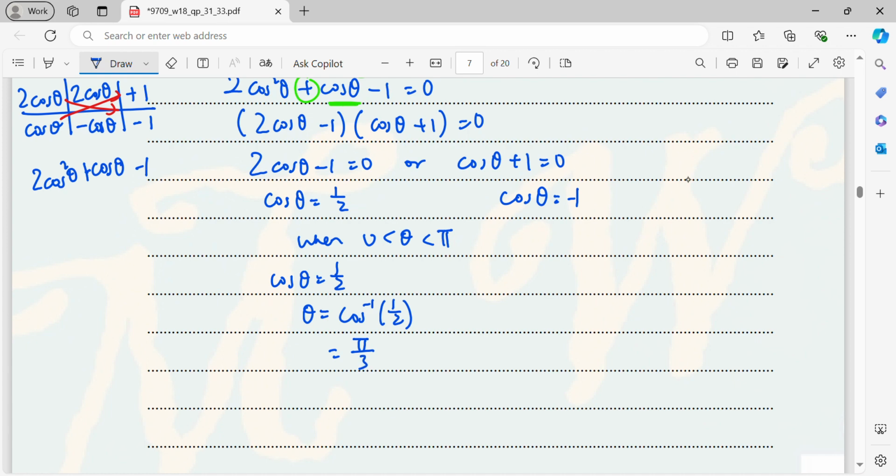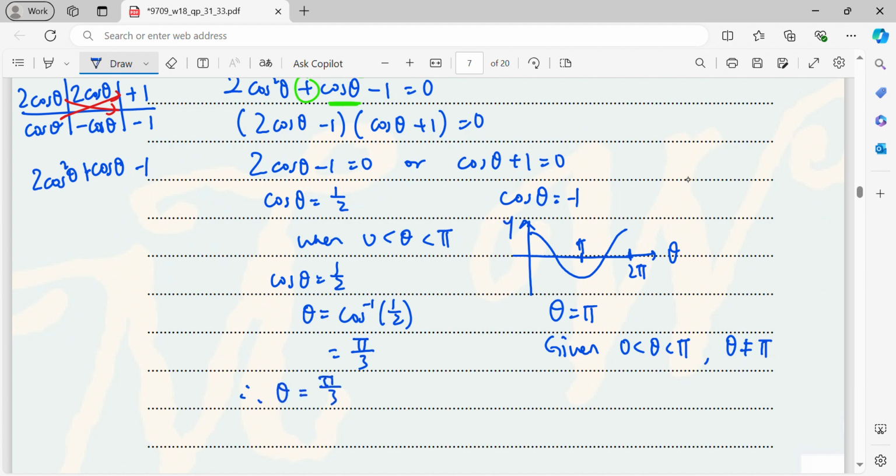But then when cos theta is minus 1, I refer to the cos graph. This is my cos graph, 2 pi and pi. My theta has to be pi. Okay, but then you see the interval here. Given theta is between 0 and pi, does not include pi, therefore we will get no solution here. So theta cannot be pi, which means my theta is basically pi over 3.